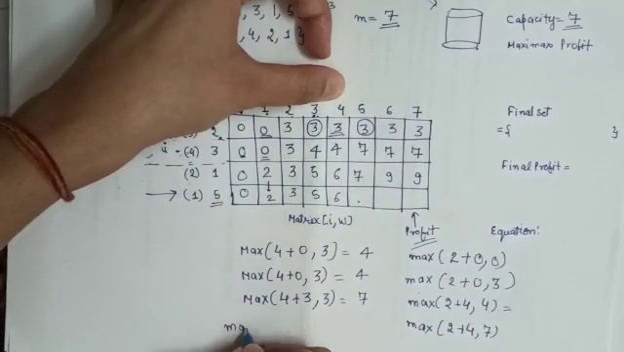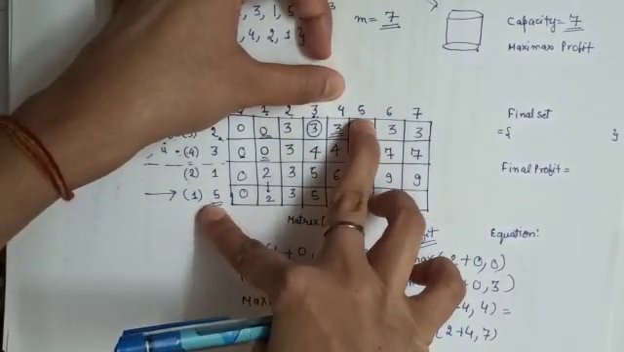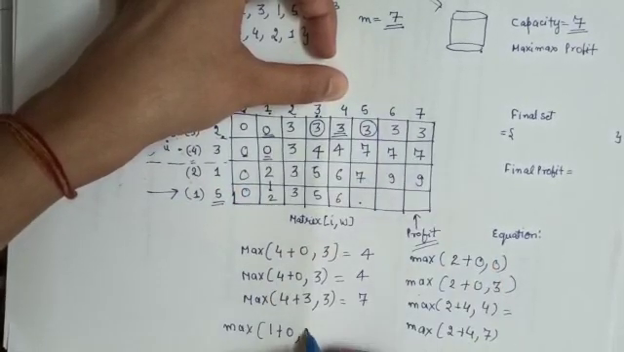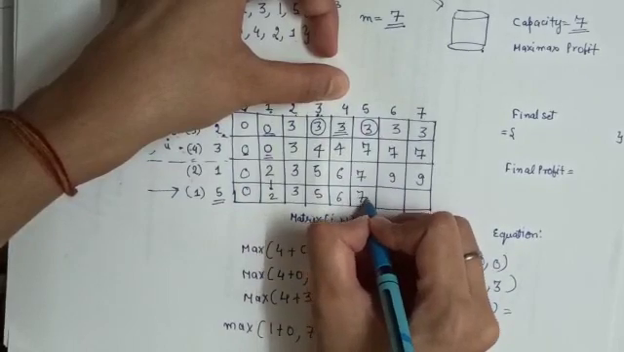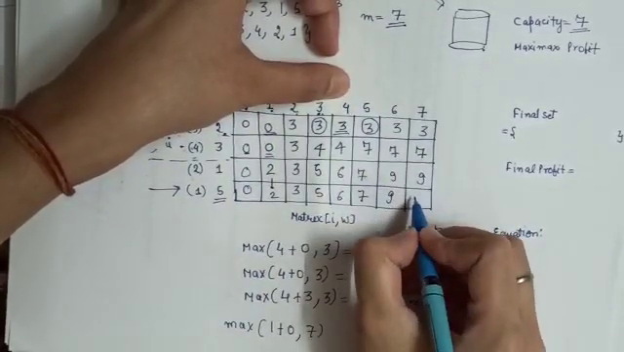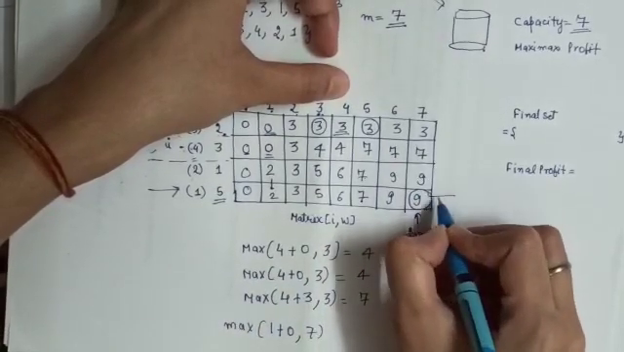So what will I do? The maximum of, what is the profit? 1 plus 5 minus 5 is 0. I'll go to 0, comma 7. So it will be 7. In the same way it comes over here as 9, and it comes over here as 9. So this value is your final profit.